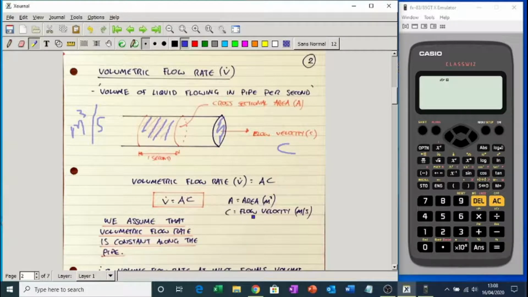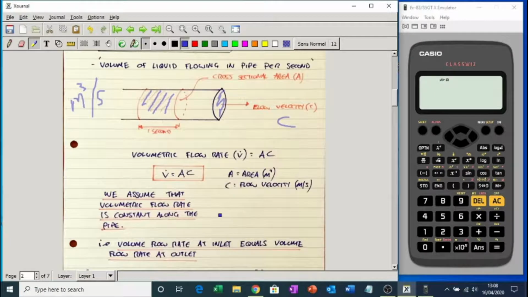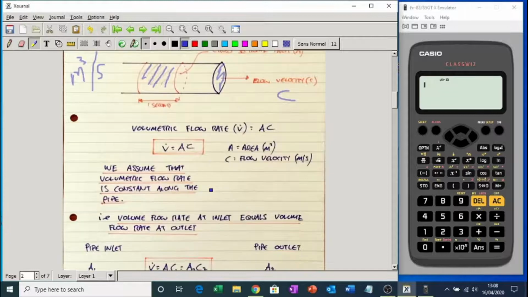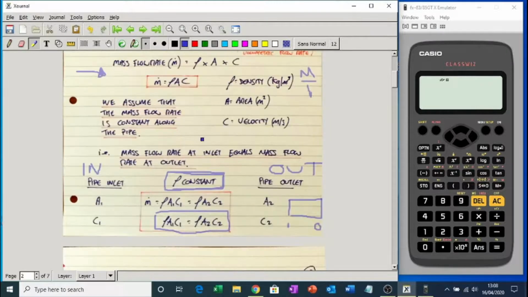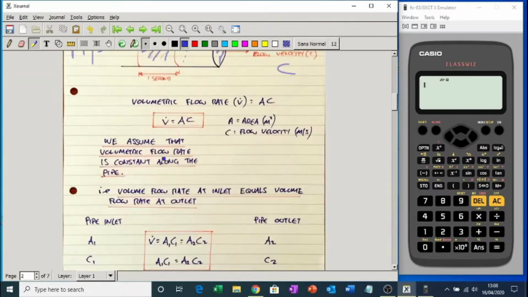Area is meters squared, flow velocity is C. So V dot is area times by C. Area of the pipe times by the flow, this flow here. Again, we've got to assume that the volumetric flow rate is constant along the pipe, just like up here. So the volume flow rate at the inlet has got to equal the volume flow rate at the outlet.